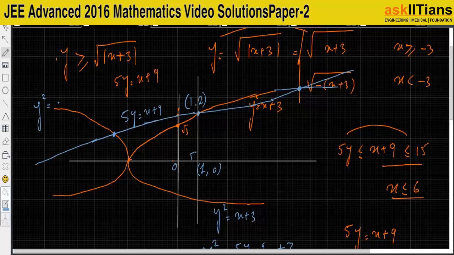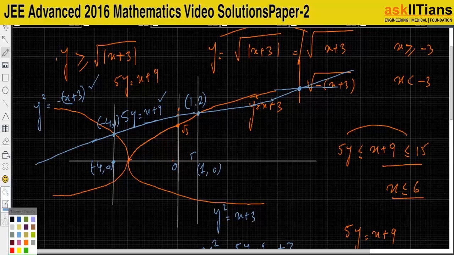y square equal to minus of x plus 3. This is the curve, so I need to solve this curve with this line. If you find out this intersection point, it will come out to be minus 4 comma 1. Now what is our required area? Let me again draw a perpendicular from here to the axis. So this point will be minus 4 comma 0.